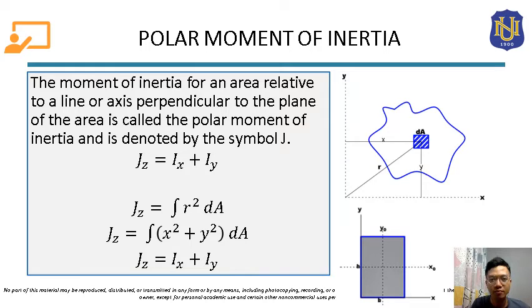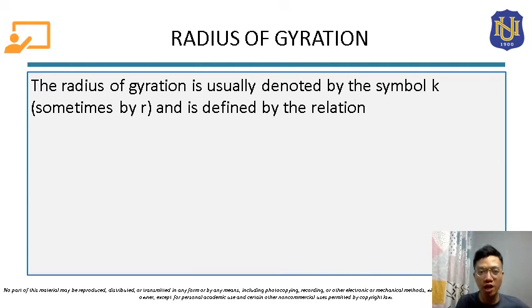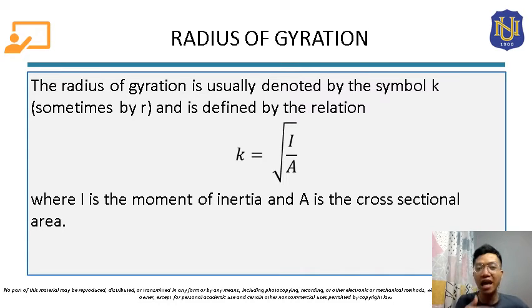Now for radius of gyration, it is usually denoted by the symbol K and sometimes by R, and it is defined by the relation K is equal to the square root of I over A, wherein I here is the moment of inertia. So this can be the x, y moment of inertia, or the x, y centroidal moment of inertia. It depends on the problem. And A here is the cross-sectional area, or the value of the area that you are considering.